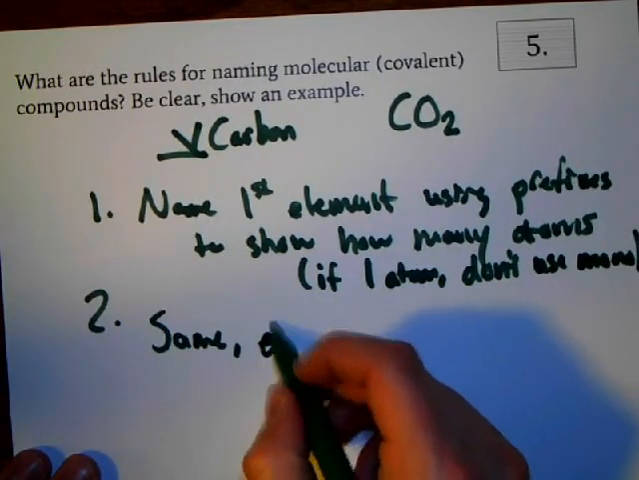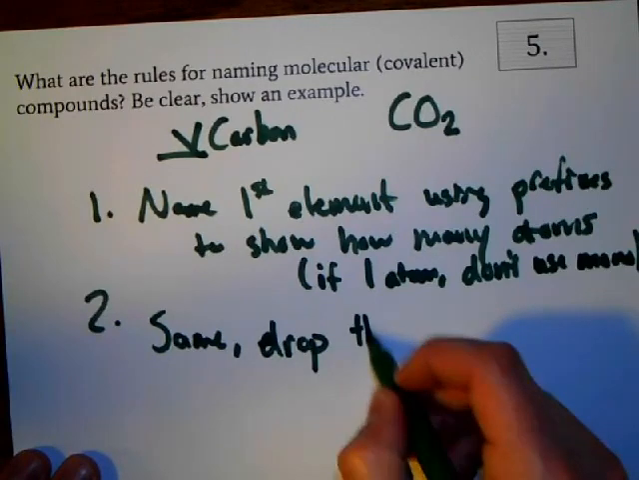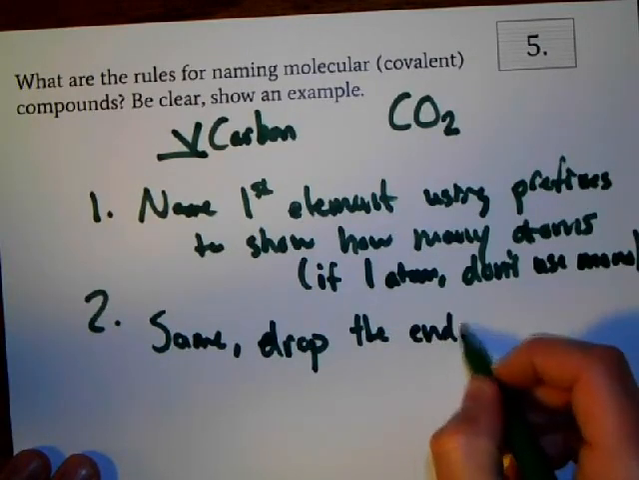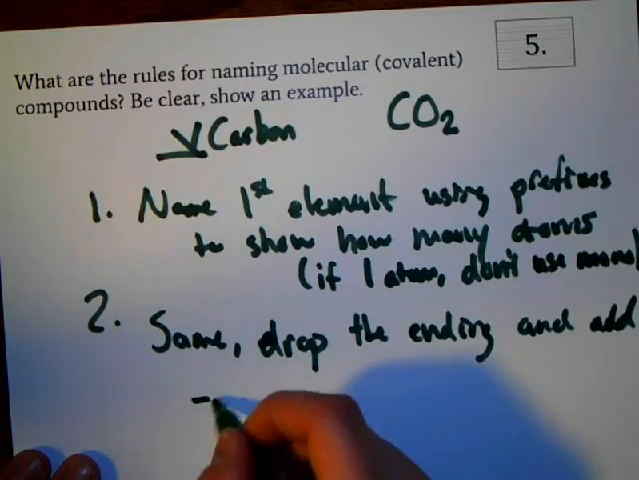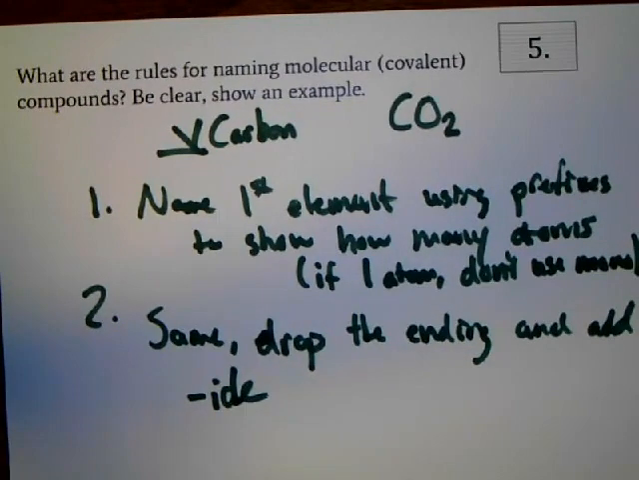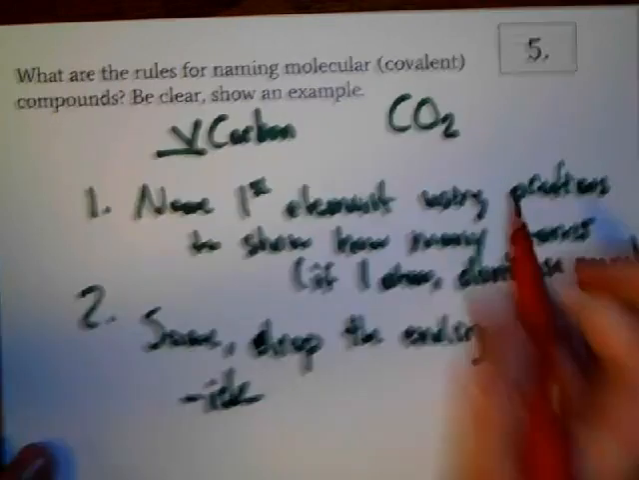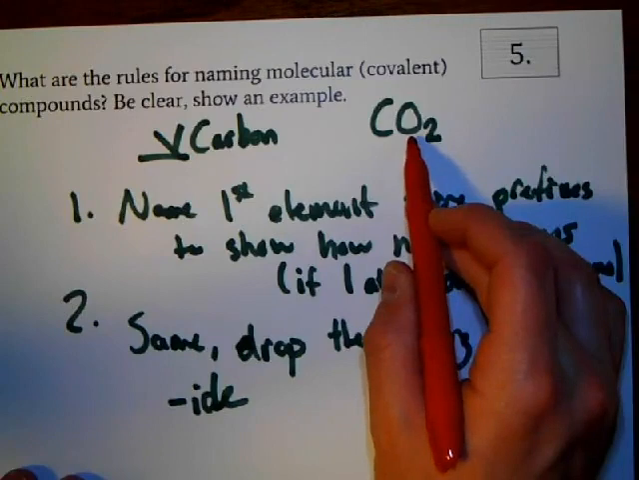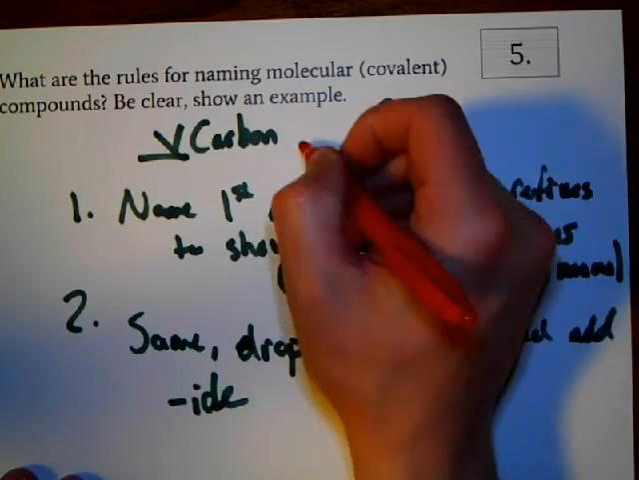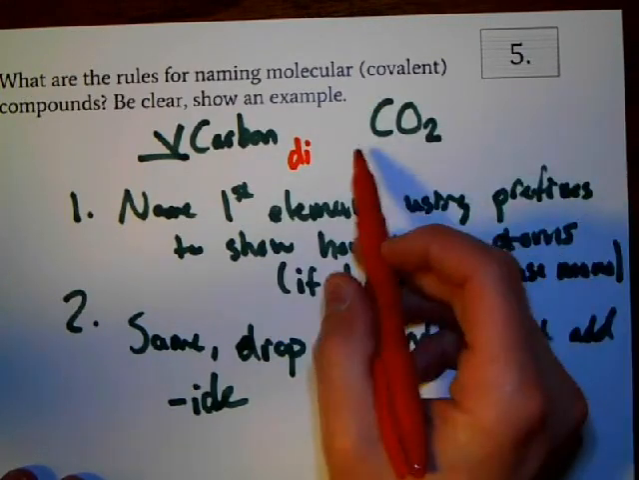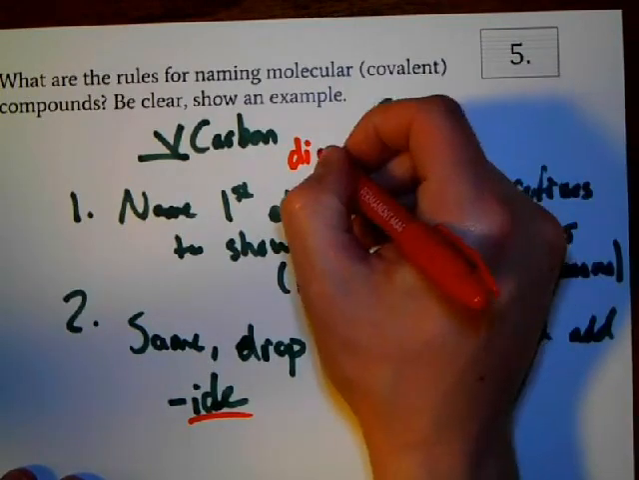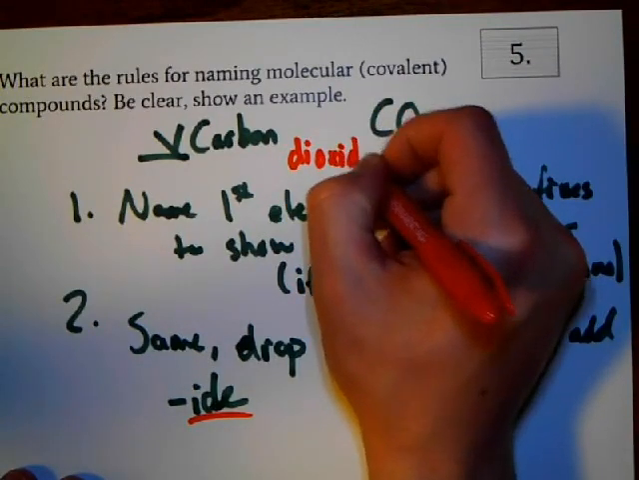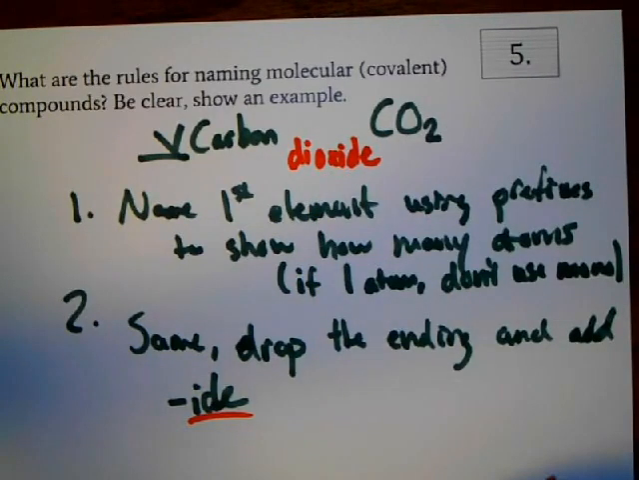So we do the same thing. However, we drop the ending of the second element, and we add IDE at the end of the name. So we do the same thing. We use prefixes to show how many I have of that atom. In this case, there's 2 oxygen atoms. So I would use the prefix di, and then I name the element oxygen, but I add the IDE ending afterwards. So it would be diox. Instead of oxygen, we'd call it dioxide, carbon dioxide.